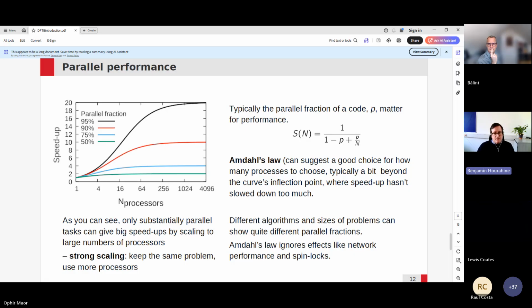And different algorithms and different sizes of problems can show quite different parallel fractions. So typically, if you have very, very small problems and very inefficient parallel algorithms, you can't gain anything from using parallel computing. But this is what you're going to be exploring in the challenge. So if you can go to the next slide, please.